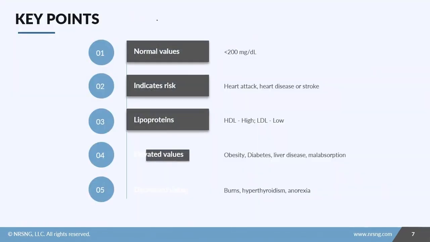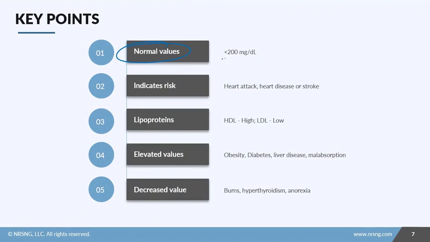Okay, so let's recap. Your normal value for cholesterol is going to be less than 200 milligrams per deciliter. This test is an indicator for risk of disease, future risk and current risk. So these are going to be things like heart attack, heart disease, or even stroke. Cholesterol is made up of these subunits called lipoproteins. So you have your HDL, your high density lipoprotein, and you want to keep that one elevated. And your LDL, your low density lipoprotein, you want to keep that one decreased.